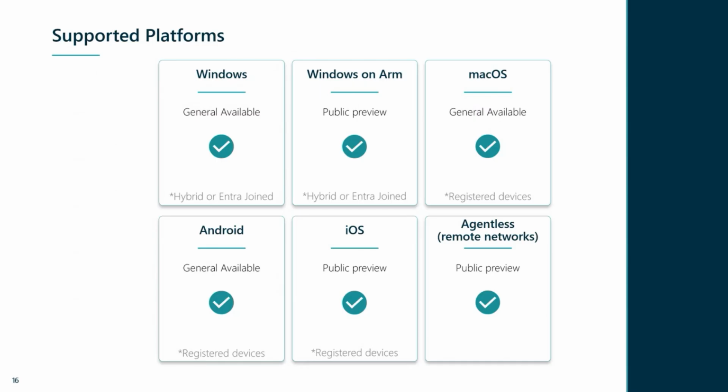As you can see on the slide, for Windows and macOS, the requirement is that your devices are hybrid or Entra joined in your tenant. For mobile devices, the requirement is that the devices are registered into your tenant.